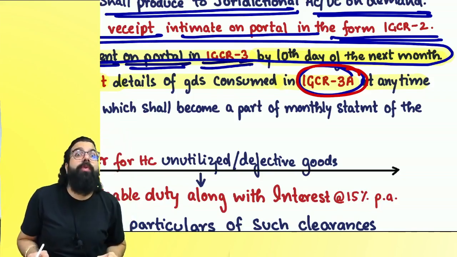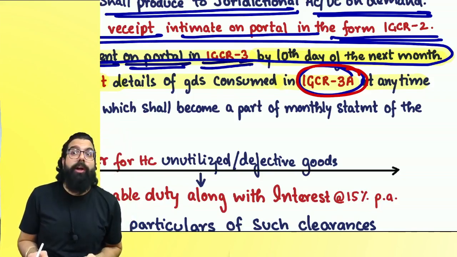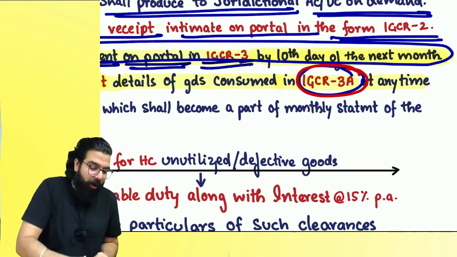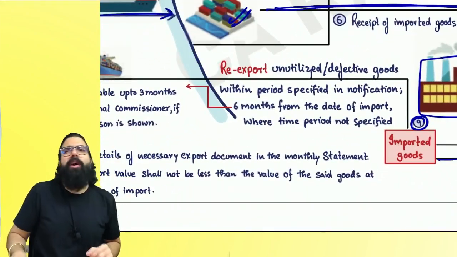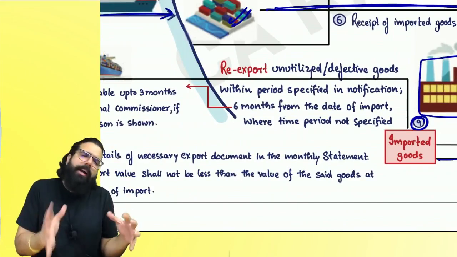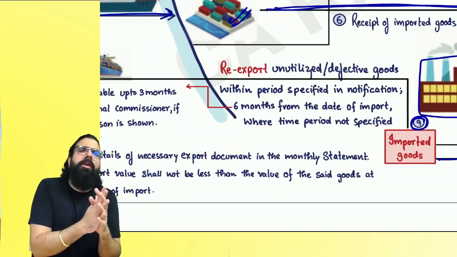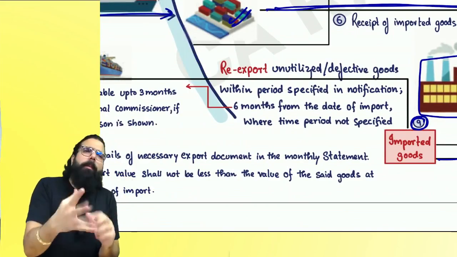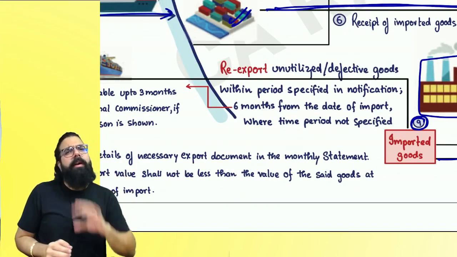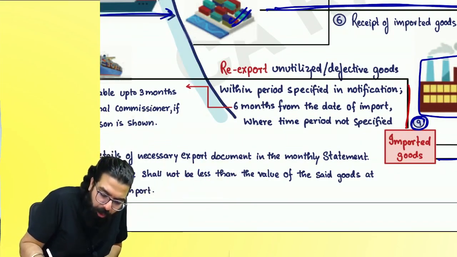Now, sir, the goods which came, I don't want to use them. Sir, I want to re-export them. You get an option. Sir, I had got the parts with which I would ultimately make mobile phones, but now I'm thinking I will not make them. Or it might be that the parts which came are defective. Then you have an option to re-export also.